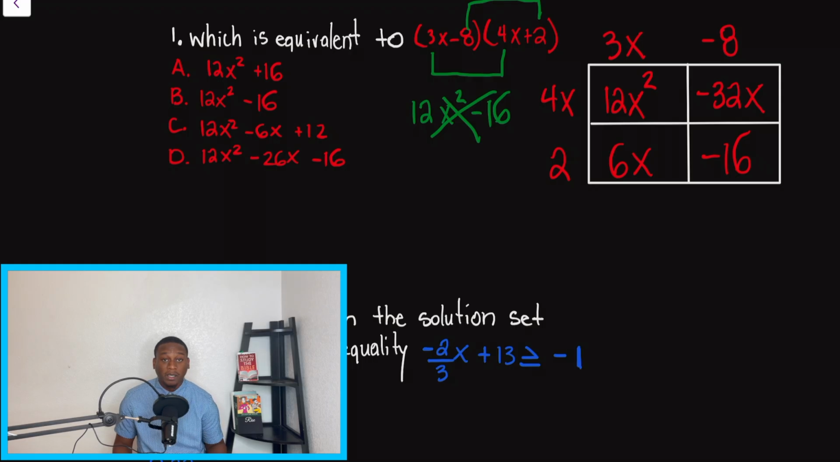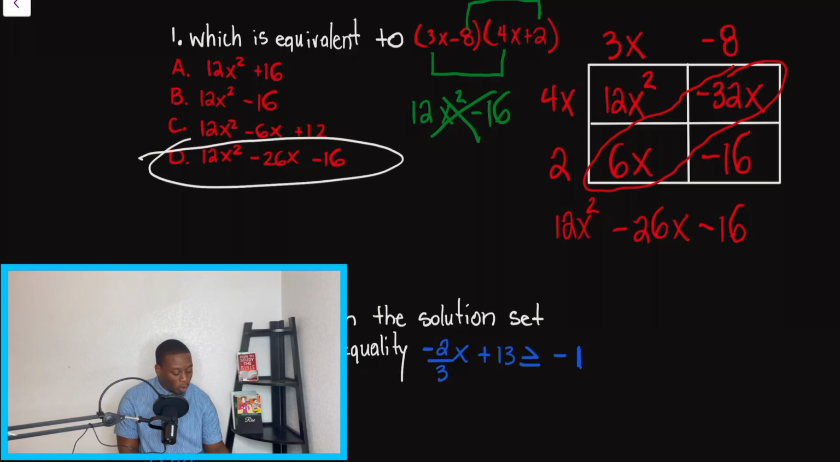minus 16. So at this step here, guys, we've now multiplied and our final answer is going to be a trinomial. We'll have three terms. And the key indicator is to make sure that we combine our like terms. So negative 32 and positive 6 is going to give me a negative 26. So my final answer would be 12x squared minus 26x minus 16, which is answer choice D.